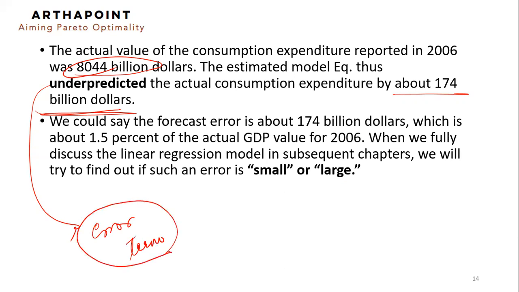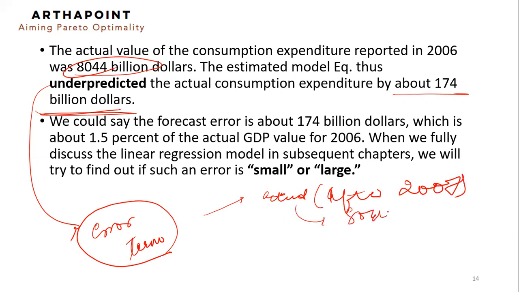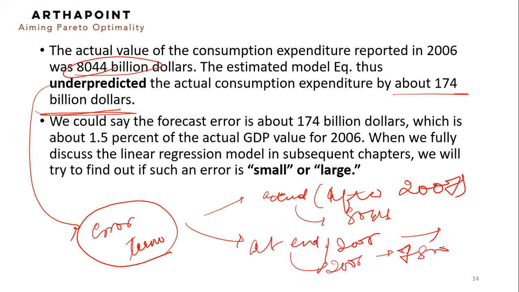The error term is the amount that you're not able to predict. Something might be an actual value. Actual came out after 2006. It came out in 2007 that people had consumed 8044. But at the end of 2005, I predicted that in 2006 people will consume 7,800. So I predicted people will consume 7,800. People actually consumed 8,000. The gap becomes the error.